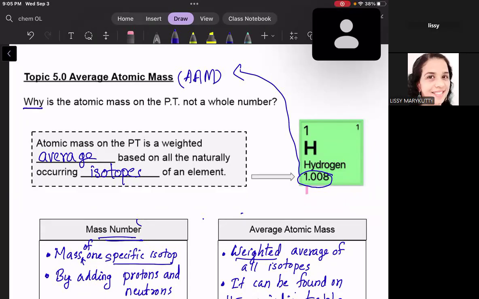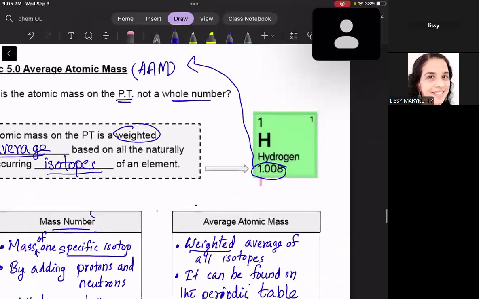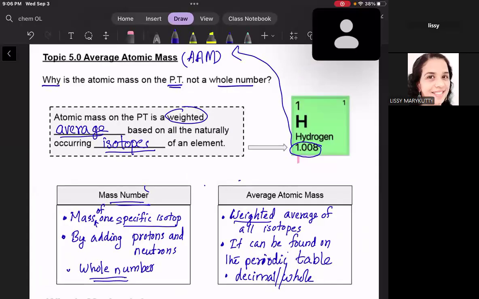We are going to figure out why the atomic mass on the periodic table is not a whole number. The reason is the atomic mass on the periodic table is the weighted average of all isotopes. Go ahead and write average on the first blank and isotopes on the second blank. Now let's see the difference between the mass number, which we have used in isotopes, and the average atomic mass, which is on the periodic table.